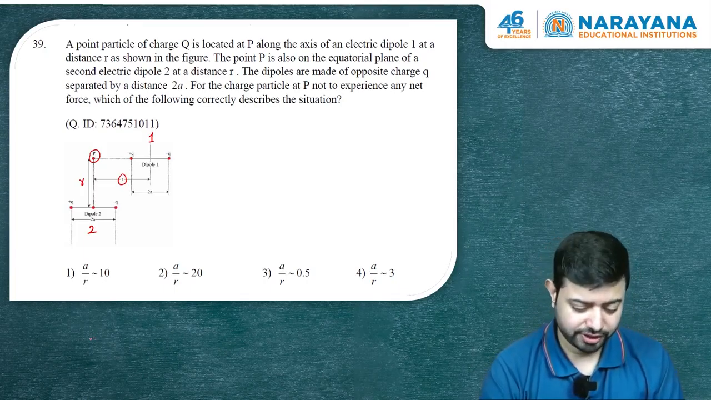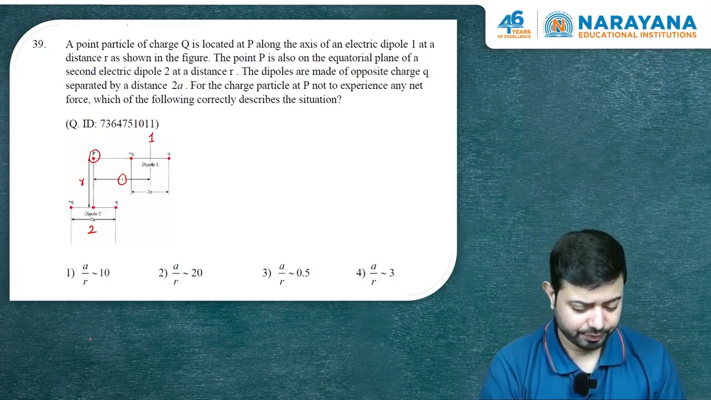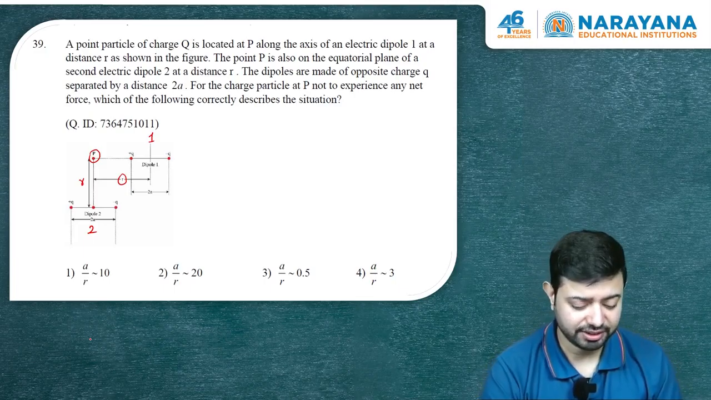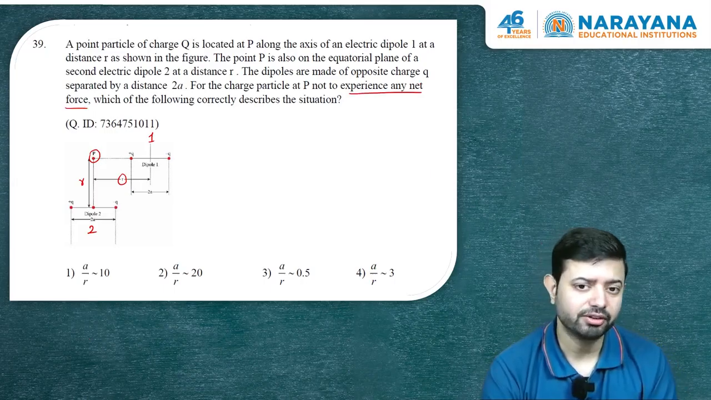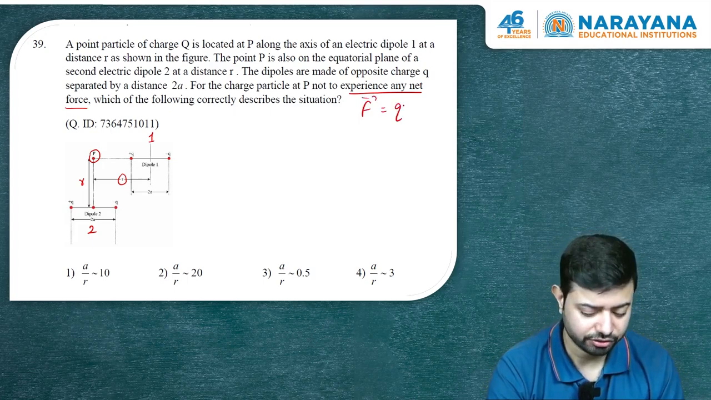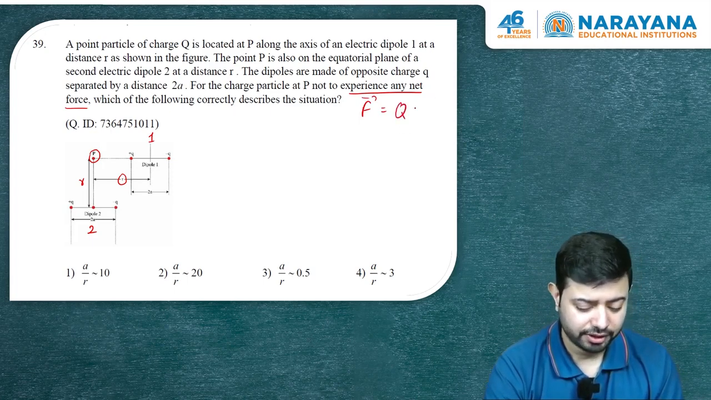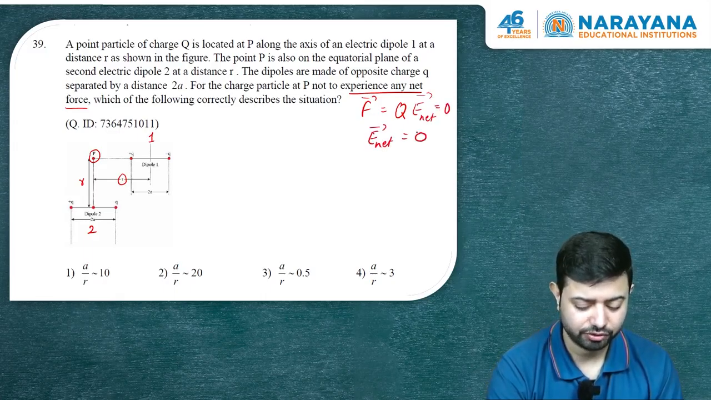Now, the dipoles are made of opposite charge q, given already, separated by a distance 2a, and for the charged particle at P not to experience any net force, this is an important statement, no net force. And how do you write down the net force? It is nothing but the charge, let us say capital Q, which you are keeping there, into the net electric field. This is 0. So, therefore, the net electric field has to be 0. We have to start by this.